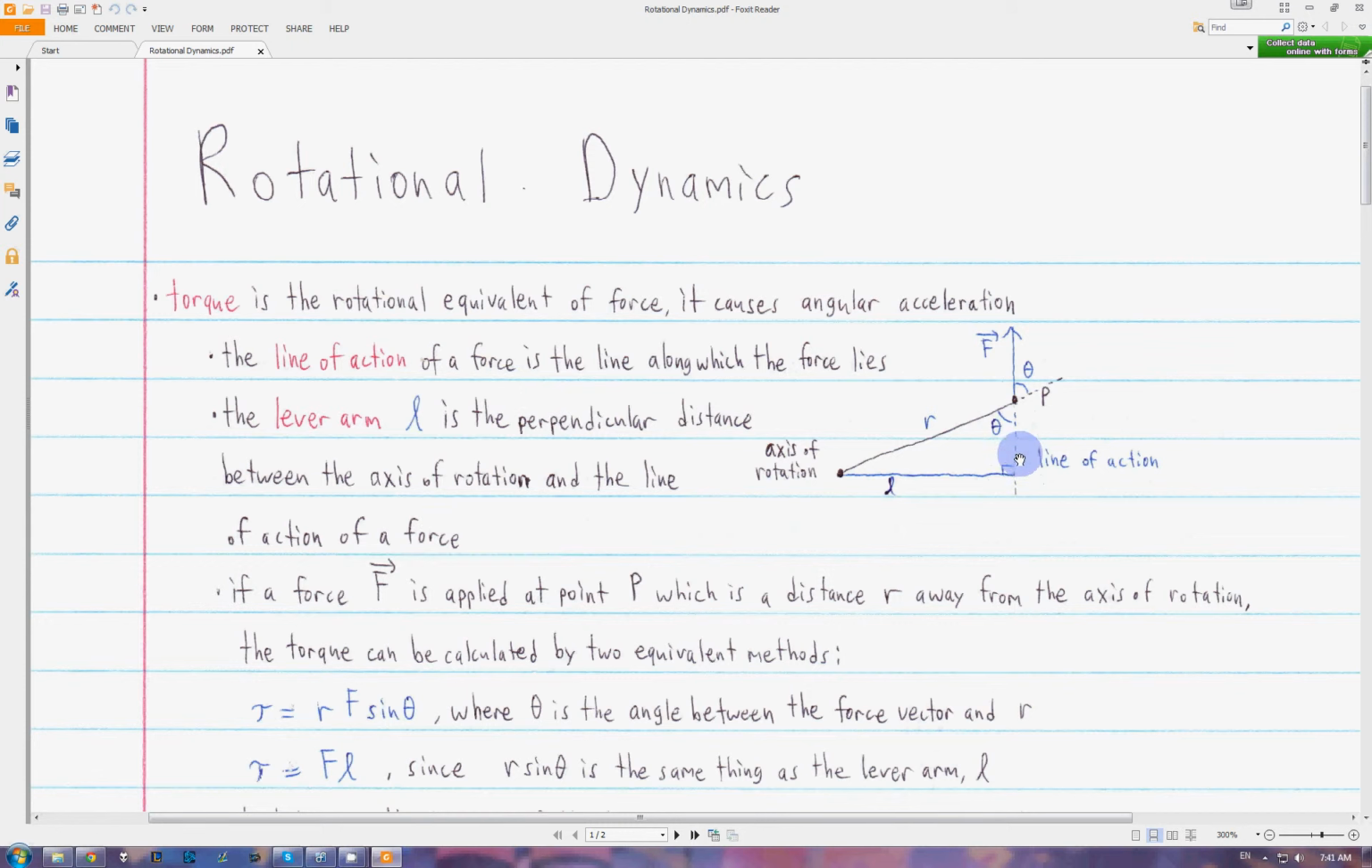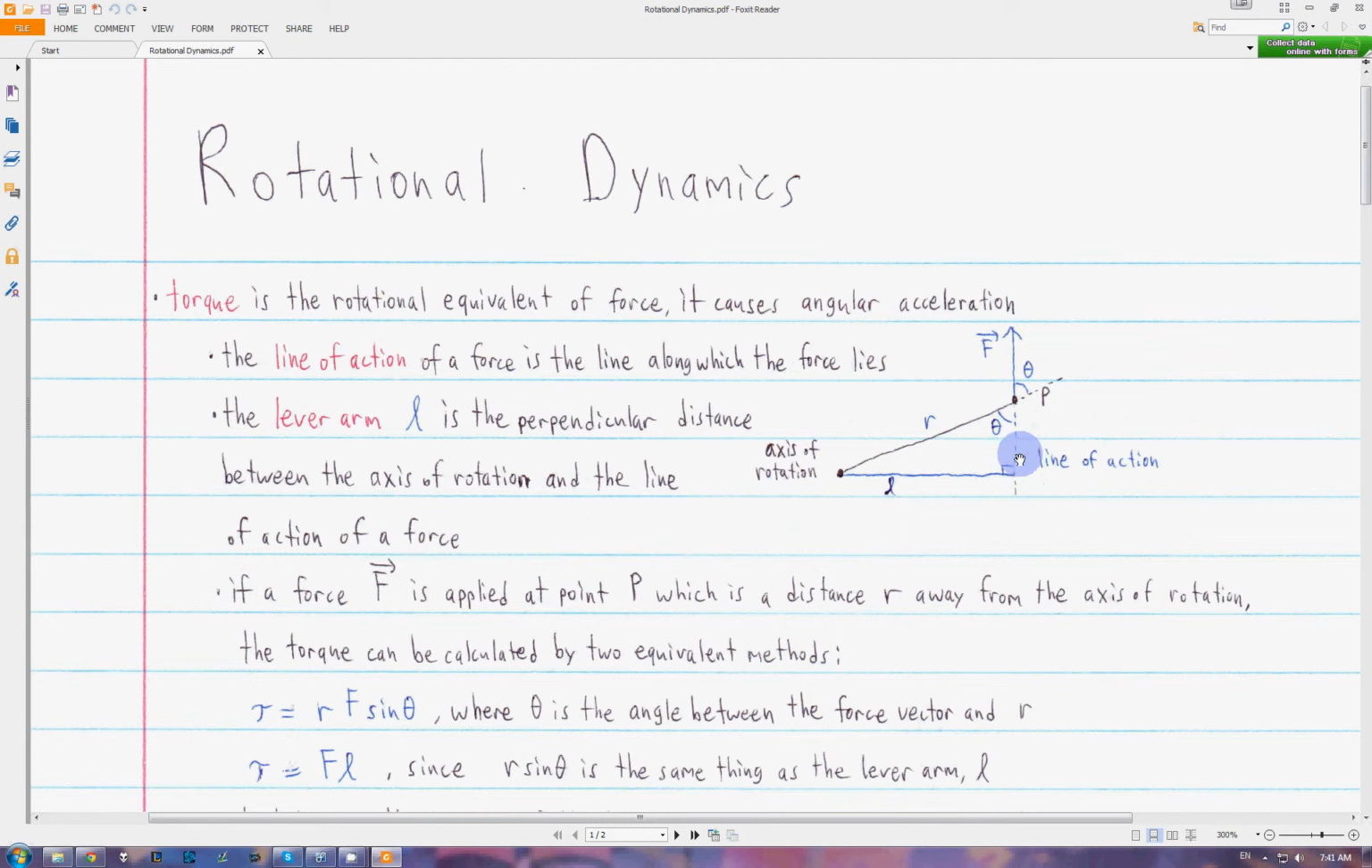And the same rule can be used to find the direction of the angular velocity vector. The unit of torque is Newton meters. And Newton meters is also joules, but they are very different quantities. So we say torque is Newton meters, while energy is joules.